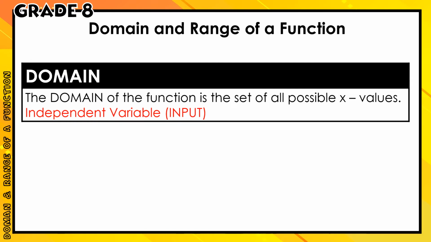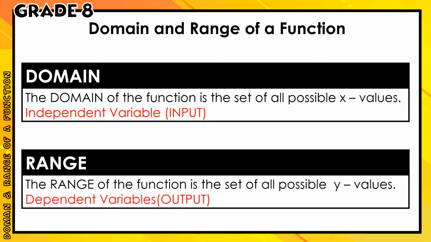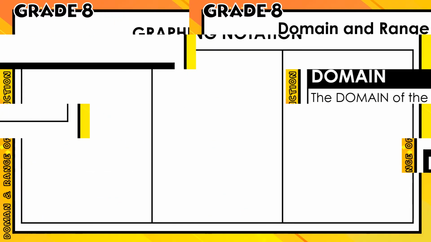Domain and range of a function. Domain. The domain of the function is the set of all x values, or the independent variables, also known as the input, while the range is the set of all y values, the dependent variable, also known as the output.